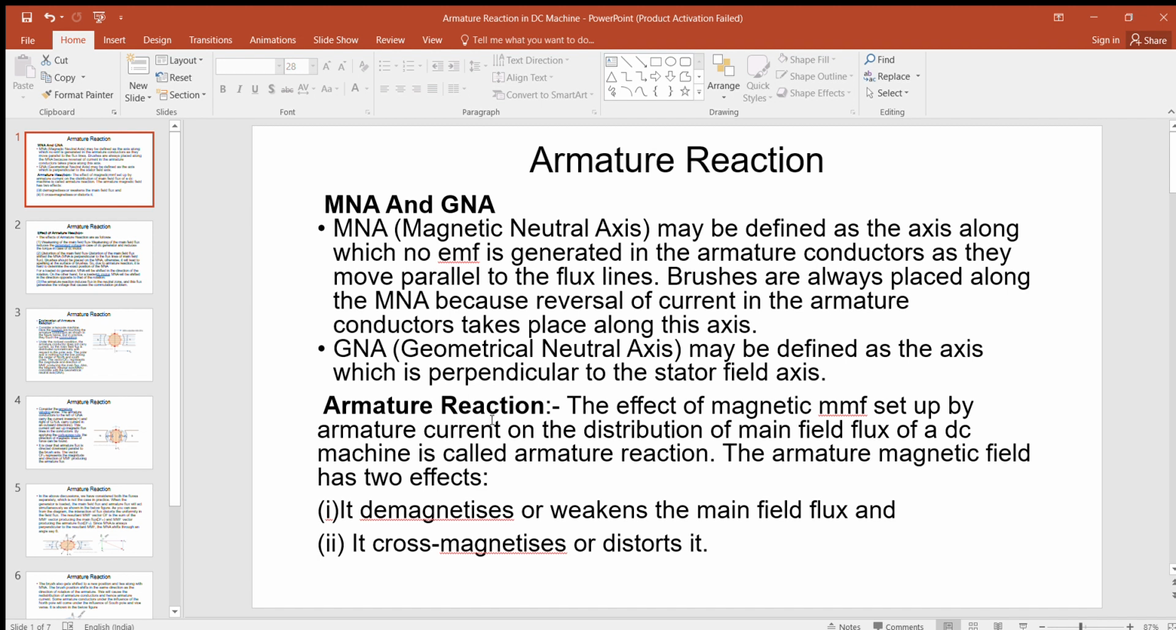What is armature reaction? The effect of magnetic MMF set up by armature current on the distribution of main field flux of a DC machine is called armature reaction. The armature magnetic field has two effects. First, it demagnetizes or weakens the main field flux, and second, it cross magnetizes or distorts it.